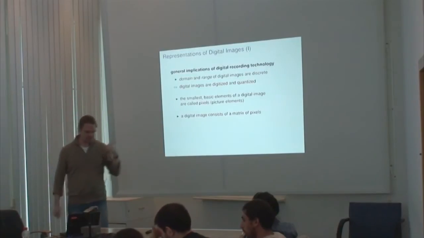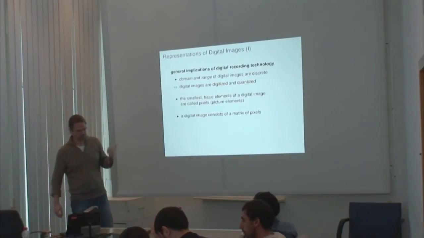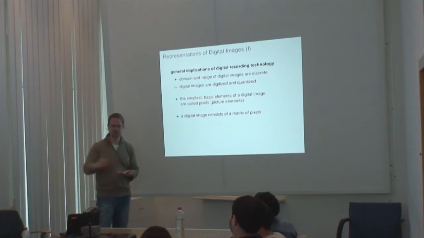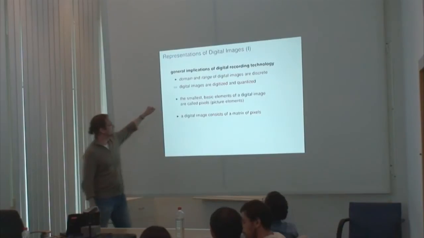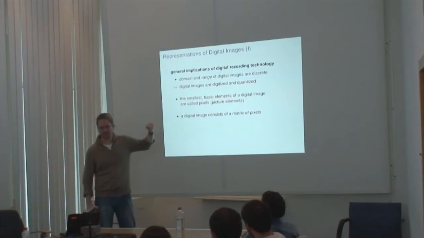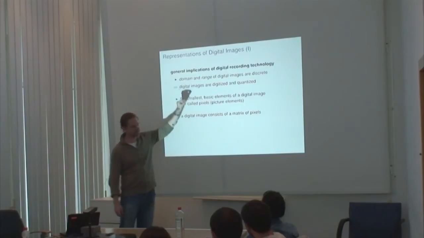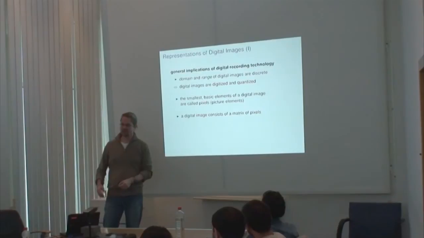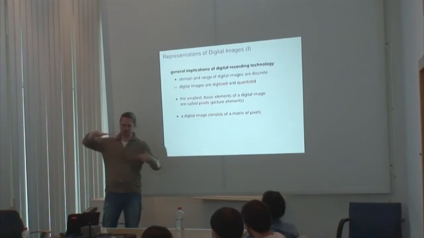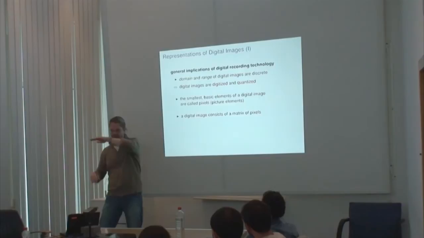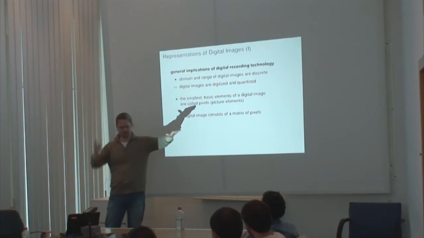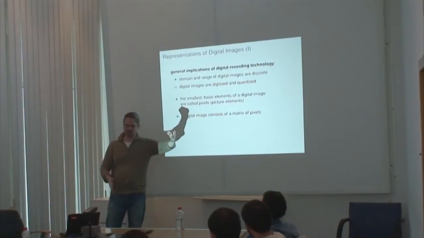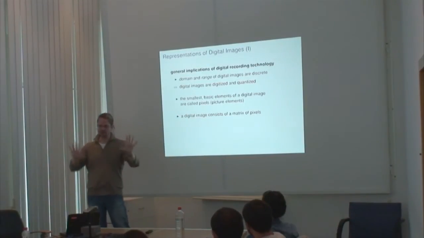Now, the first thing we have to always keep in mind is that because of the technology we ever so briefly skipped through here, digital images are digitized and quantized. That is to say, the domain and the range of a digital image are discrete. And by domain, I mean the spatial resolution, right? That is the width and the height of your image. That is basically the number of pixels in X and Y direction. And this is not a continuum.